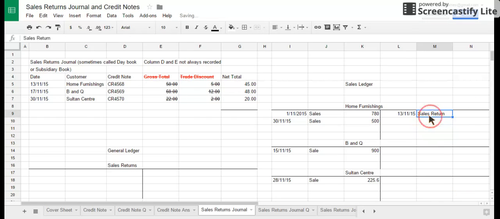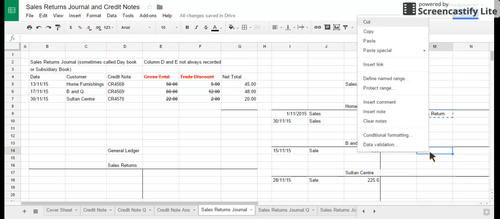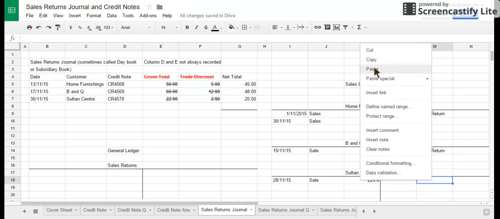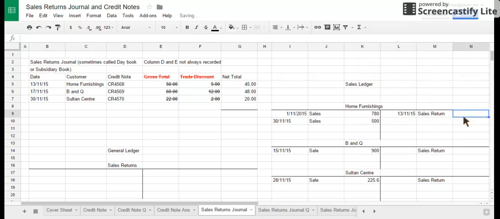And just going to cheat a little bit. I'm going to copy that and paste that in, so we're not typing it, because there's one for each of the customers. Okay, it's going on the credit side. It's going on the credit side because it's going to reduce the asset of being owed money. So trade receivable is normally an asset because they owe the business money. However, they're going to owe them less money now because of these returns.